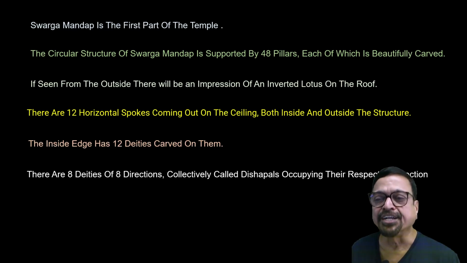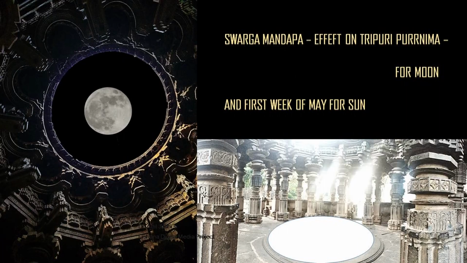Now there are 8 deities in 8 directions. So these we also see in other temples. Also, I will remind you of Pattadakal, where such things are available. They are the Dikpalas, the 8 deities of the 8 directions, occupying their particular directions or disha.